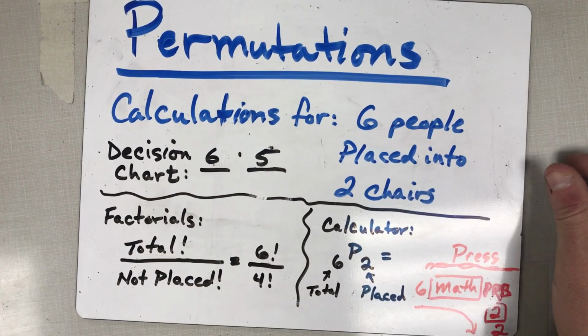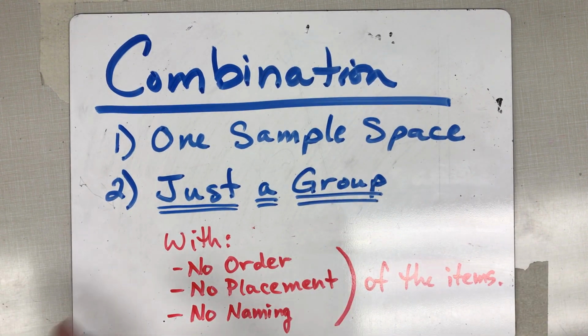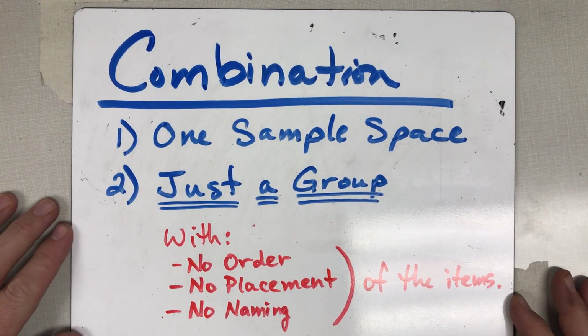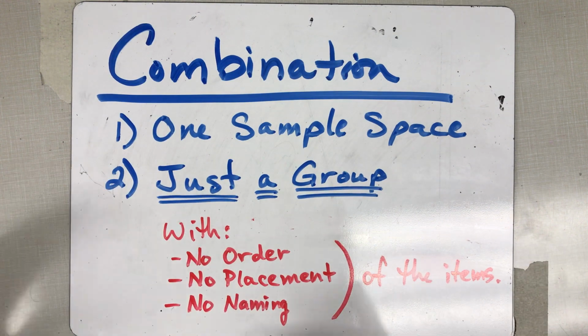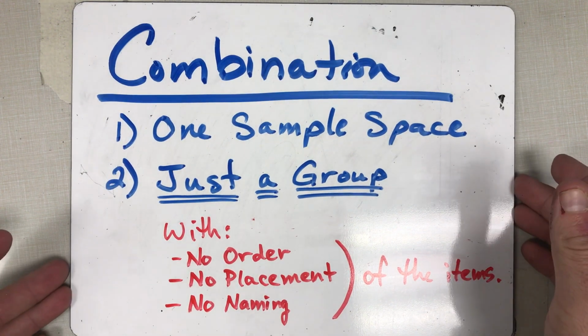Next, let's look at combinations. What is a combination? Well, a combination is simply a group, and it comes from one sample space the same way a permutation does. But it's just a group. We don't care that there's no specific order, there's no placement, and there's no naming of the items. That's as simple as what a combination is.